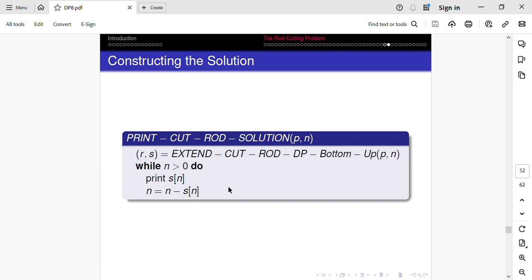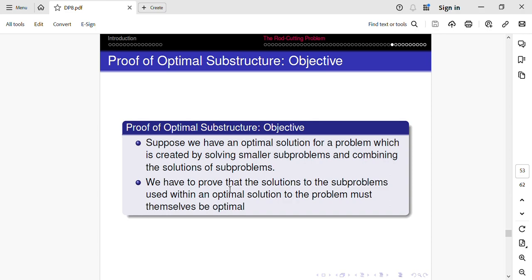Now we will show how we prove the property of optimal substructure for a given problem, we can prove this.